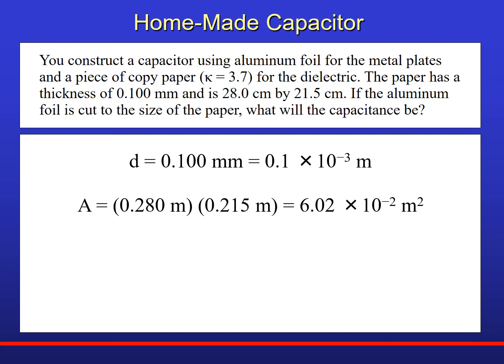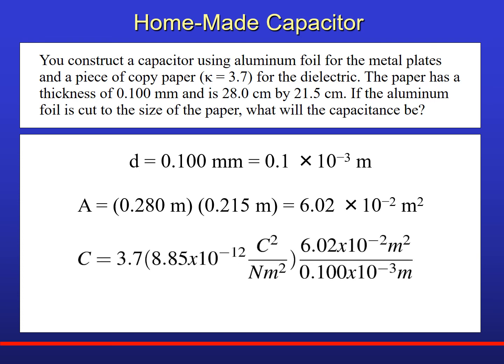The 28 becomes 0.28 because centi is 10 to the minus 2. The 21.5 becomes 0.215. You multiply that out, you get 6 times 10 to the minus 2 meter squared. Meter squared. We convert them to meter before we multiply them. Now we plug into the formula.